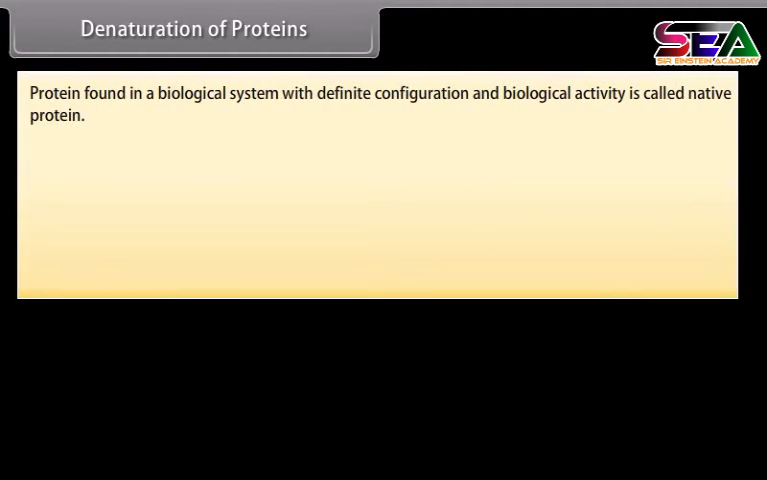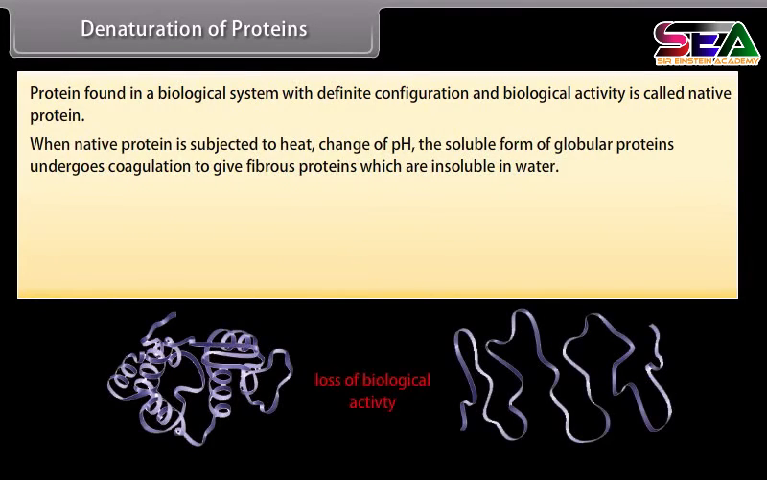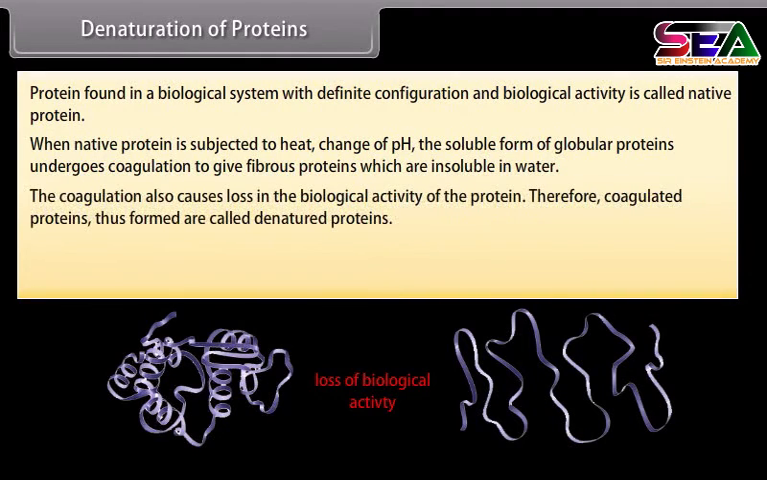Denaturation of proteins. A protein found in a biological system with definite configuration and biological activity is called native protein. When native protein is subjected to heat or change of pH, the soluble form of globular proteins undergoes coagulation to give fibrous proteins which are insoluble in water. The coagulation also causes loss in the biological activity of the protein.